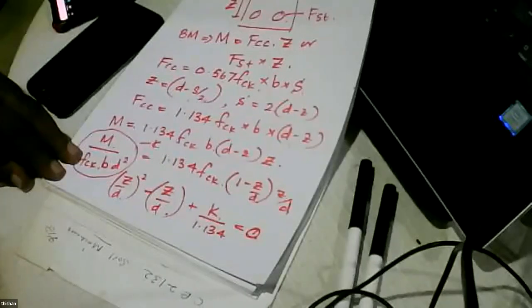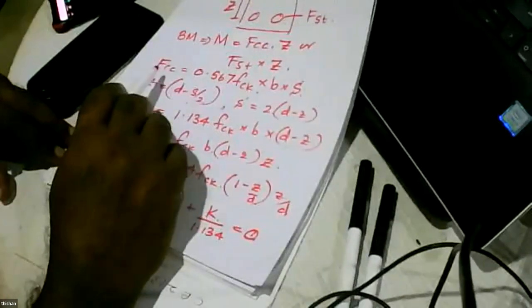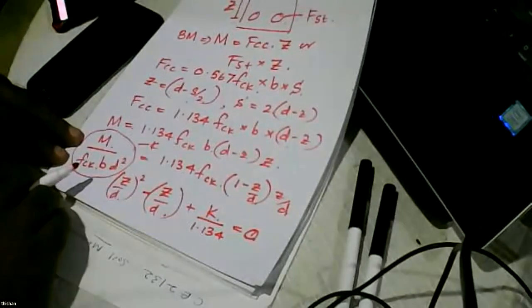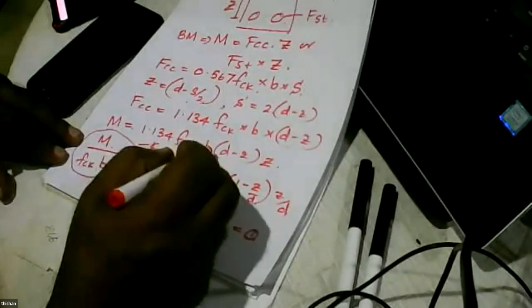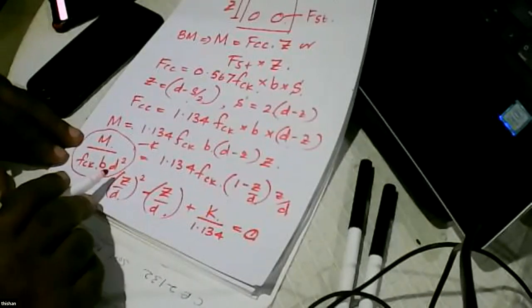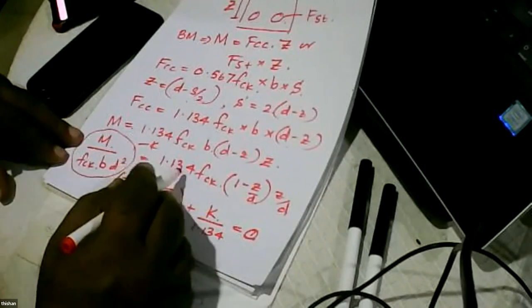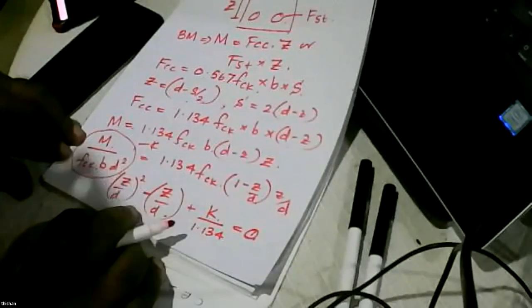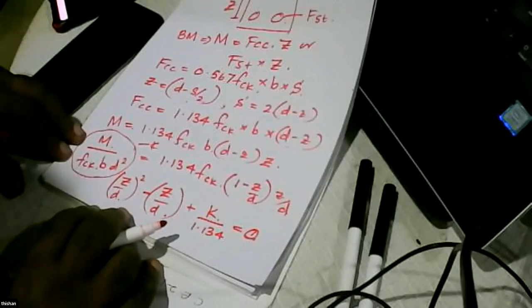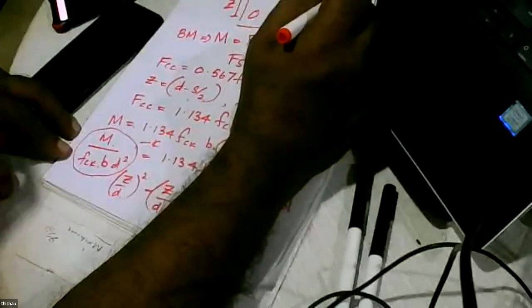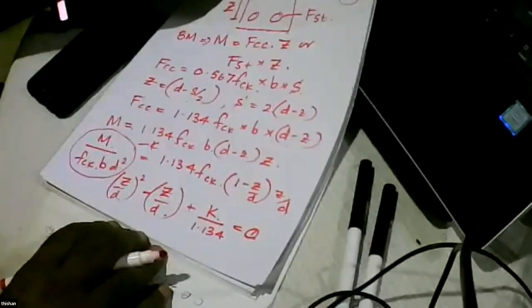I'll stop sharing. Right. So what you get is bending moment M is equal to FCC times Z or FST times Z. And then we found that FCC is 1.134 times FCK B times D minus Z. And then the moment is 1.134 times FCK B D minus Z times Z, and we substitute a value called K for M over FCK B D squared, and that is equal to 1.134 times 1 minus Z over D times Z over D, because I have divided both sides by D squared. So then we get a second order equation like this. And this is page number 7. So we can find the solution for this.